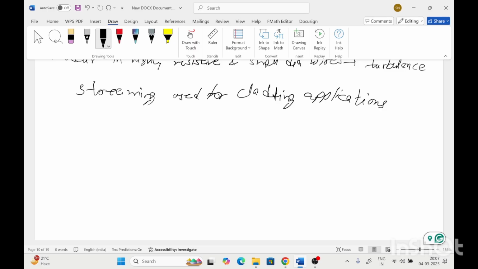So this is for cladding application, but for a gas metal arc welding process, the current is kept near the spray transition current.